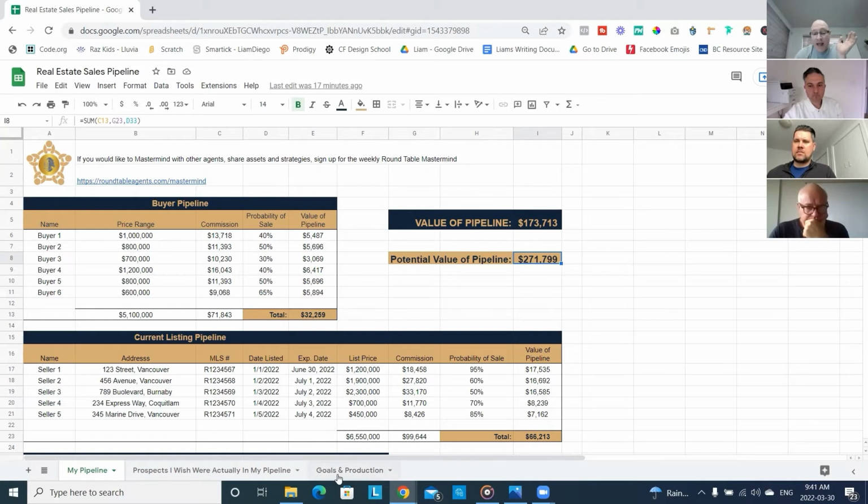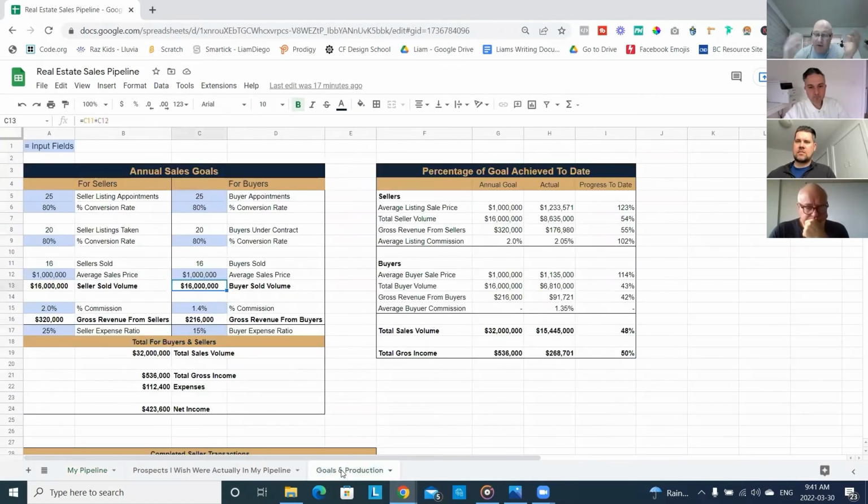So after that, what we have here is goals and production, which I think goes really hand in hand with your pipeline. And right here, the annual sales goals, this is right out of this book, guys. We're all familiar with this book, right? I mean, most people would if you're in sales, Gary Keller. I'm not reinventing the wheel, I'm just making it automatic and making it calculable.